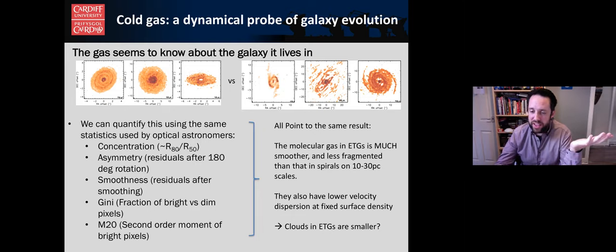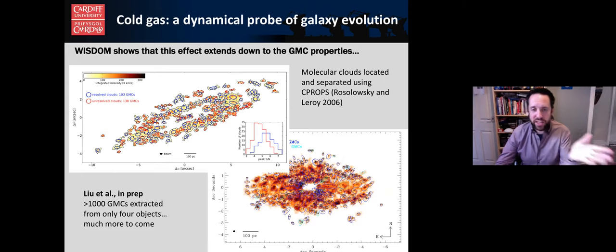You can extract these clouds and you will find that they have lower velocity dispersion at fixed surface density as well. So maybe these clouds in the early type galaxies cannot be large, they have to be small. You can extract out the individual clouds from a range of galaxies. A paper by Ligier-Le, which is going to come out hopefully very soon, has done this with 1,000 GMCs in 4 objects, but there's many more to come, extracting all these things out.